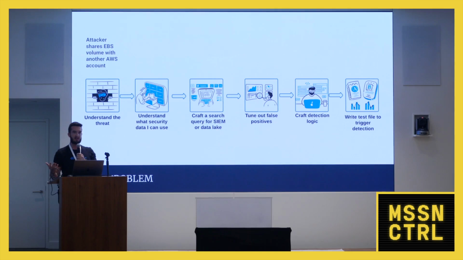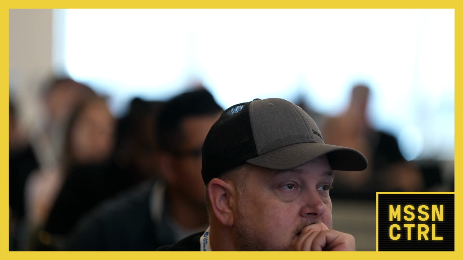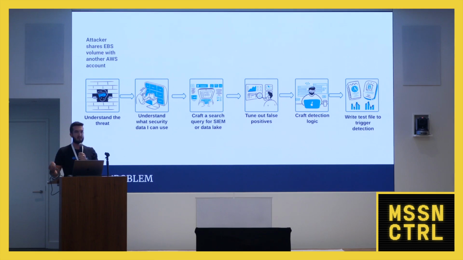So we have an idea for a detection. Let's say you read a tweet, Reddit, a blog, right? Attacker shares EBS volume with another AWS account. So first thing first, we got to go like, what does that even mean? Like, what's an EBS volume? I don't know. Maybe I don't know, right? We got to understand the tradecraft. Like, why is this bad? Why do I want to write a detection for this? And that's a form of expertise in itself, right?